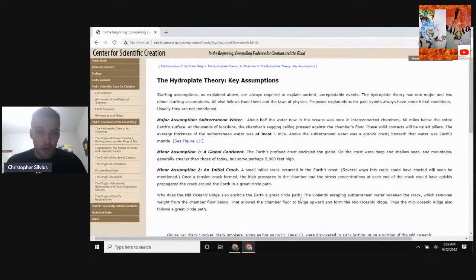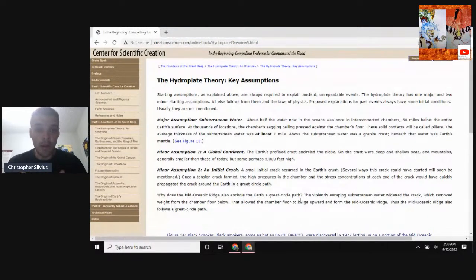Minor assumption number 1, a global continent. The Earth's pre-flood crust encircled the globe. On the crust were deep and shallow seas and mountains, generally smaller than those of today, but some perhaps 5,000 feet high. Minor assumption number 2, there was an initial crack. A small initial crack occurred in the Earth's crust. Several ways this crack could have started soon will be mentioned.